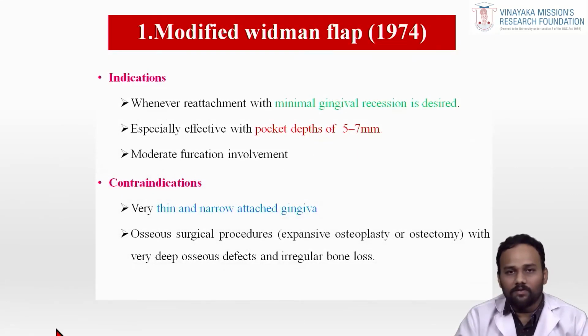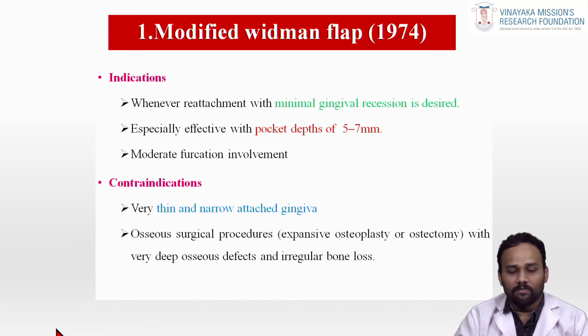Modified Widman flap. This flap was originally given by Leonard Widman in the year 1931, and Ramfjord and Nissle in 1974 modified the original Widman flap as the modified Widman flap. It is also called an access flap, which is used to access the underlying bone and root surfaces.